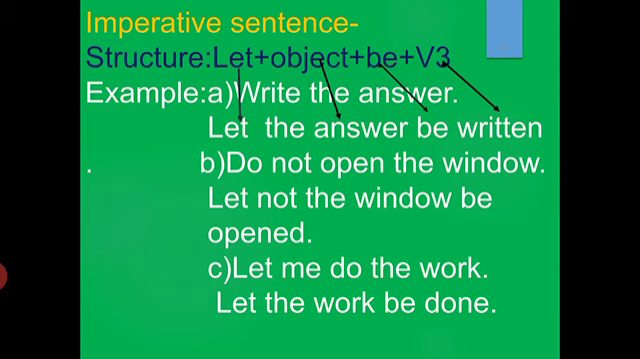In the third sentence, there is let in front of active voice. But nothing to worry, we have to follow the same rule. As you can see, at first let, then object, the verb, then be plus V3.